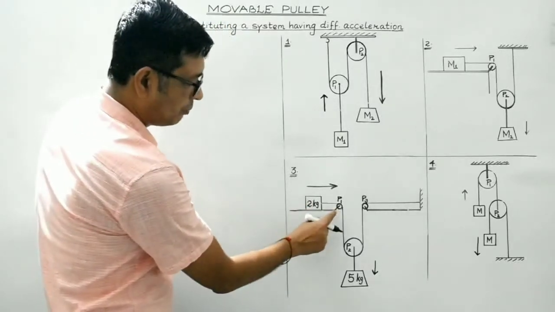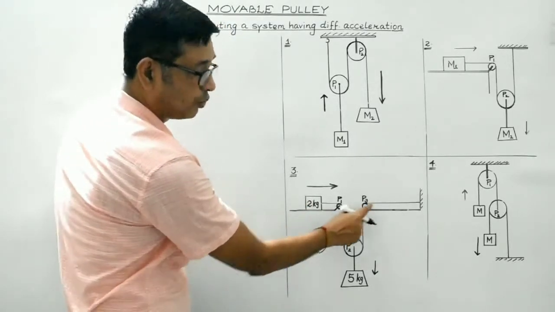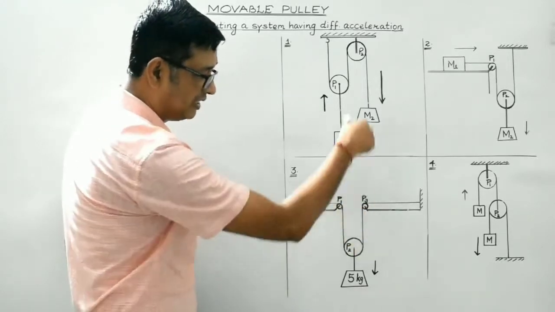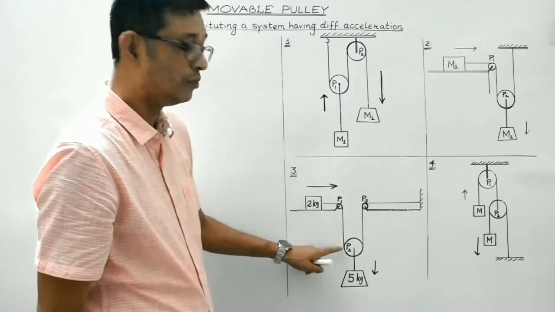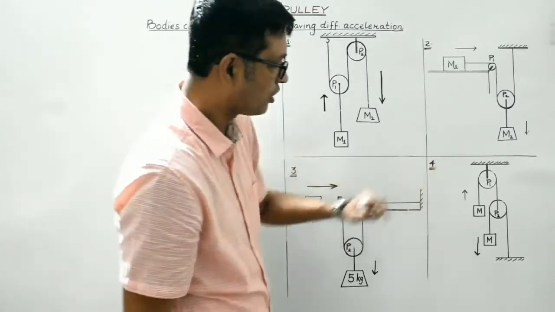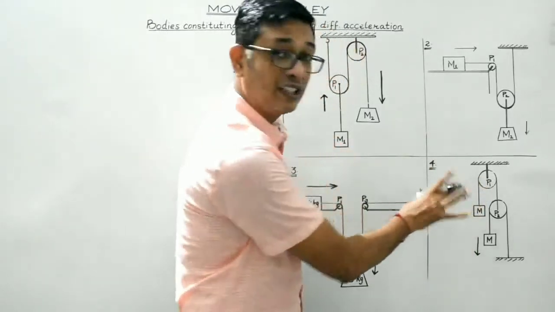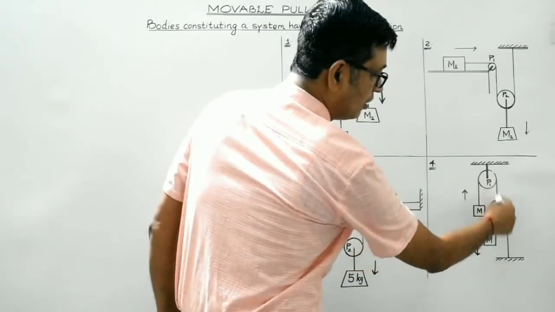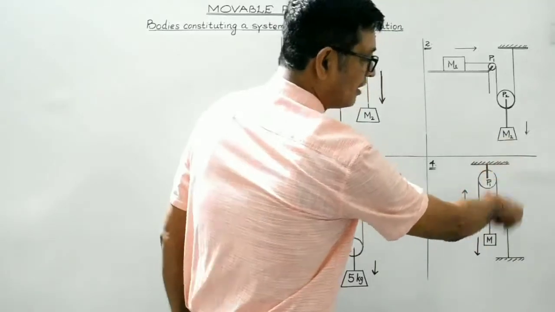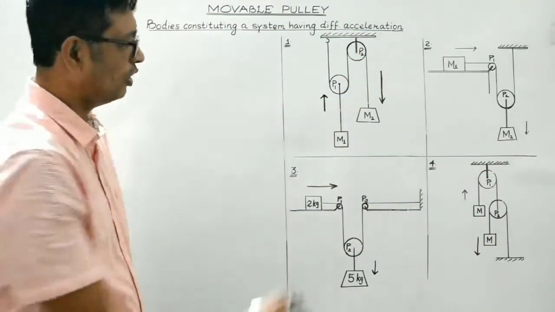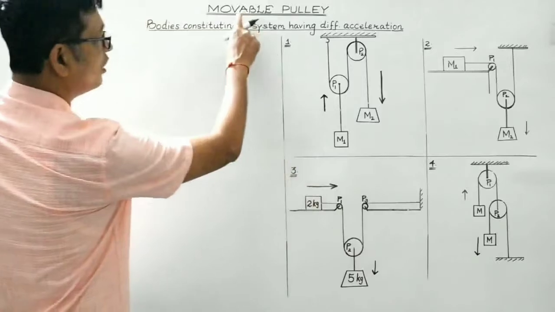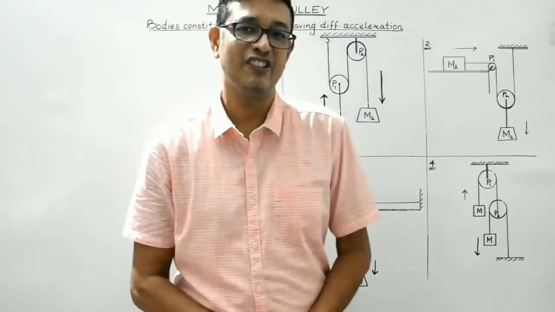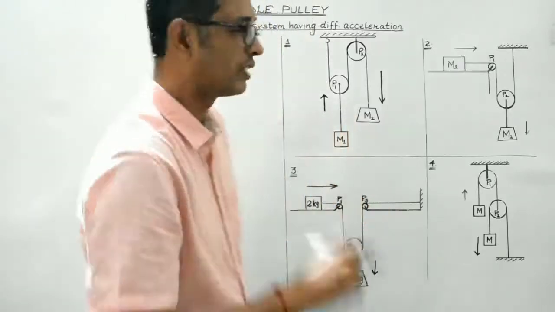Here, students, P1 and P3 are the two fixed pulleys, while on the other hand, this P2 pulley will move downward. Linearly, it will move downward. So it is a movable pulley. While in question 4, pulley P1 is fixed, but pulley P2 is movable. It will move linearly in the downward direction. Right? So all the four cases are cases of movable pulley, where bodies constituting a system have different acceleration.